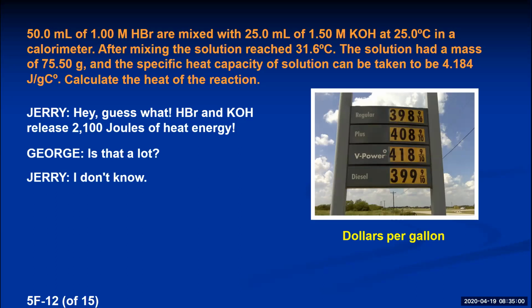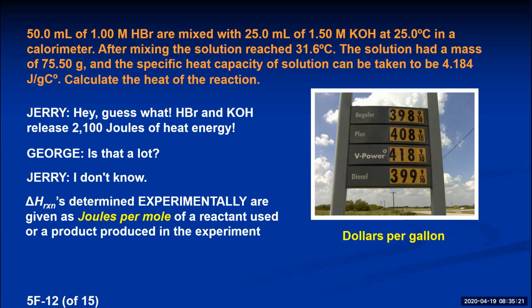So when you give a heat value for a chemical reaction or an enthalpy change for a chemical reaction, if they just tell you the reaction released 2,100 joules, that doesn't tell a chemist anything. They need to know, is it 2,100 joules per mole of reactant, per millimole of reactant? Delta H's, when they're determined experimentally, are usually given as final answers as joules per mole of a reactant being used or a product produced in the experiment, so people can have a guide as to how much heat is actually being given off or absorbed.